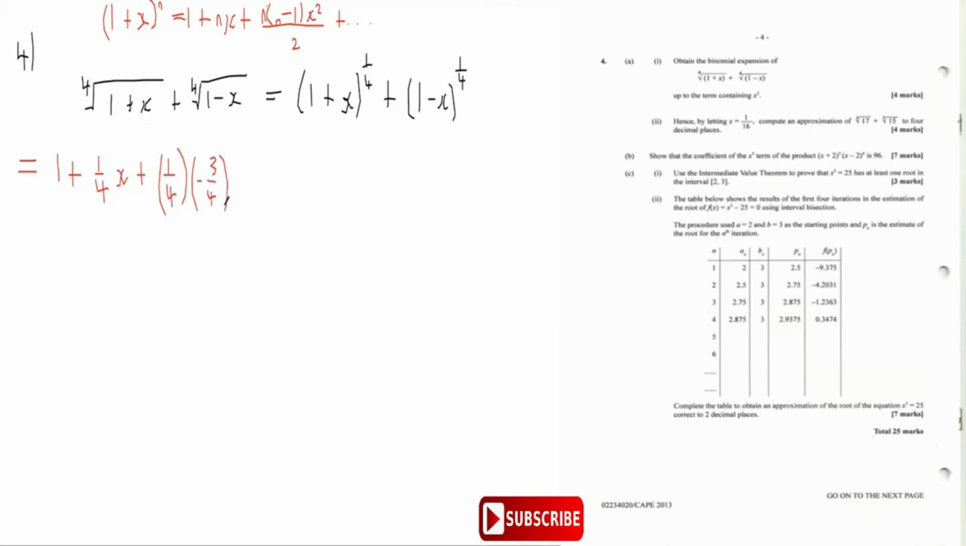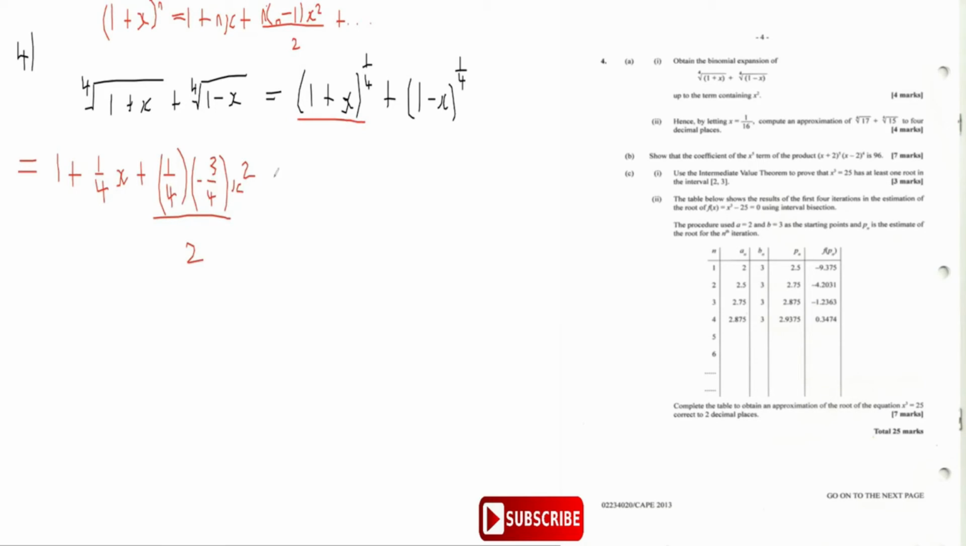I know it's sad, but don't laugh at me. A quarter minus 1 is minus 3/4. Just making sure. X squared over 2. So that takes care of this part. That takes care of 1 plus x to the quarter.